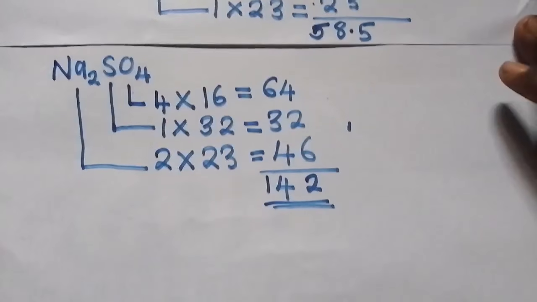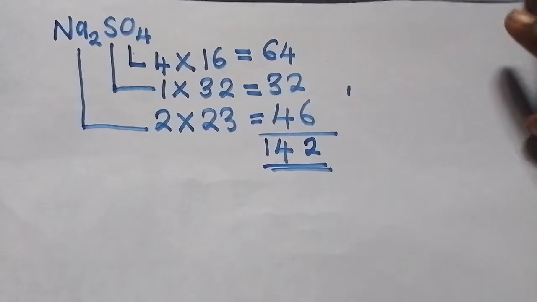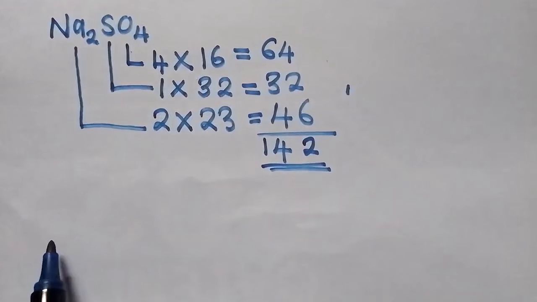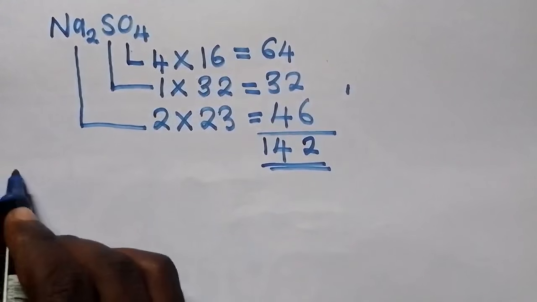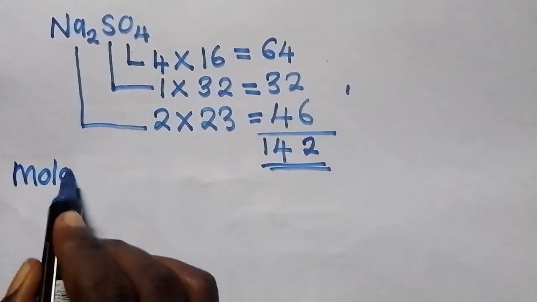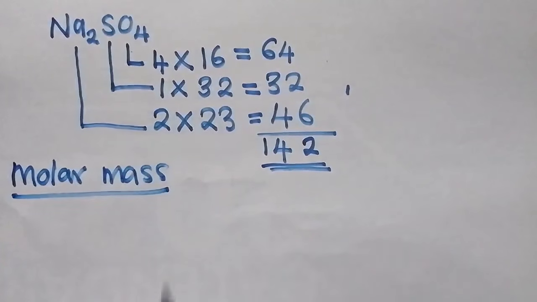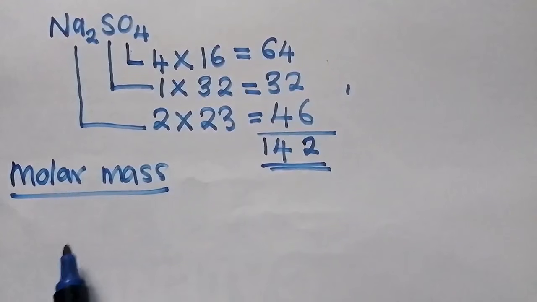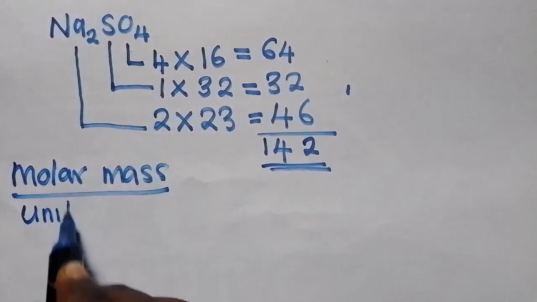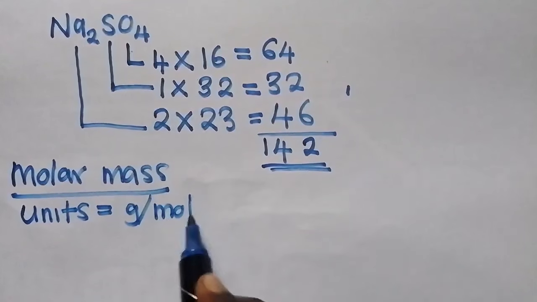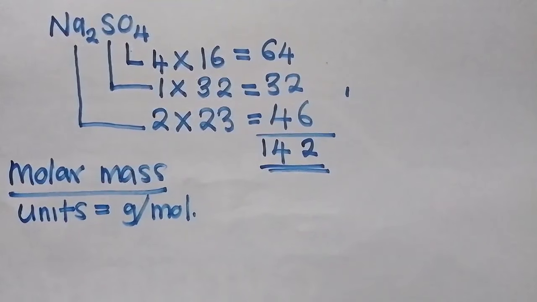Another thing that we are going to talk about is called the molar mass. I'm summarizing this so that we understand each and every concept that may come in an exam. We've got the molar mass. So molar mass, what are the units? The units for molar mass are grams per mole.